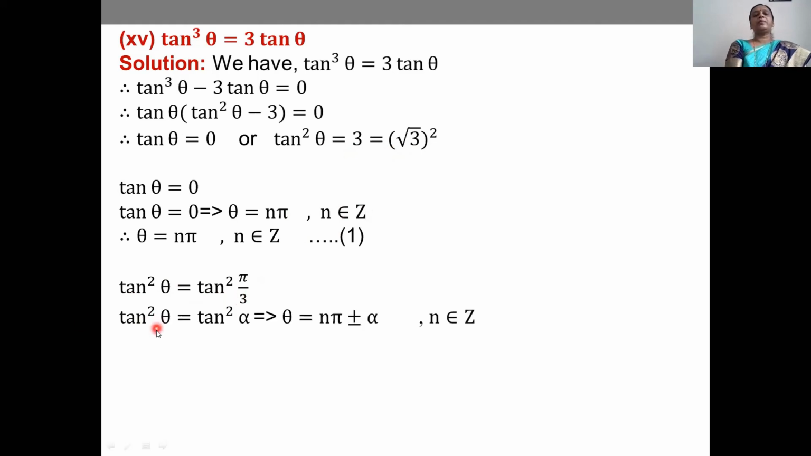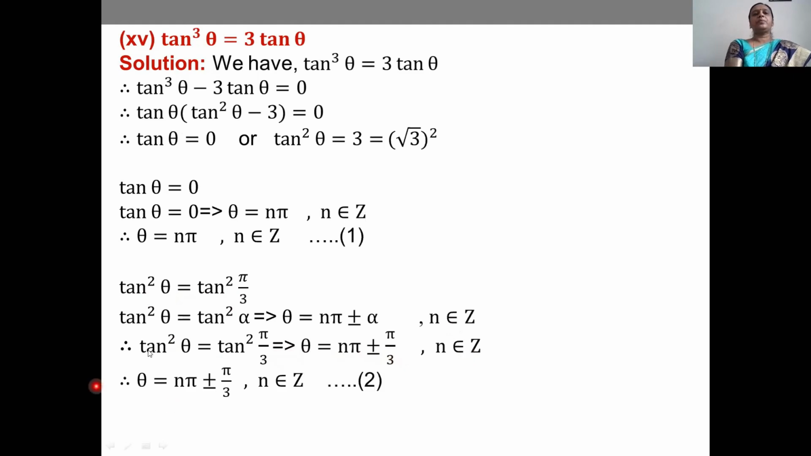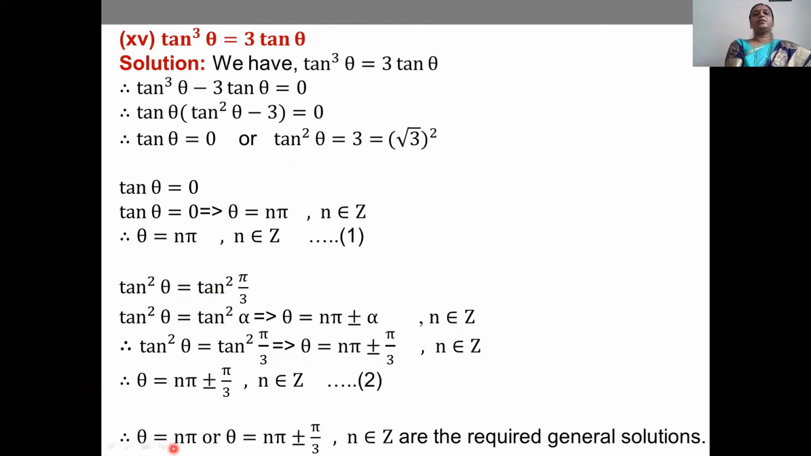If the equation is of the type tan square theta is equal to tan square alpha, then this equation implies that the general solution will be theta is equal to n pi plus minus alpha, n belongs to z. Therefore, this tan square theta is equal to tan square pi by 3 implies that the general solution will be theta is equal to n pi plus minus pi by 3, n belongs to z. From equation 1 and 2, here we get two equations, therefore two separate general solutions. You collect this together, therefore write down theta is equal to n pi.